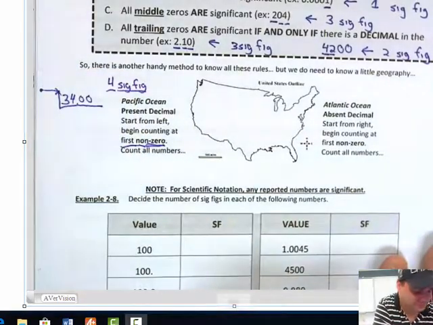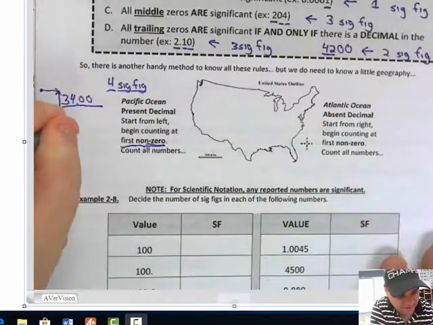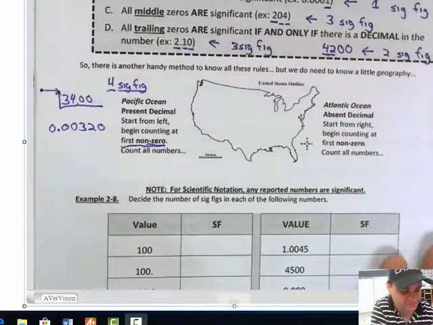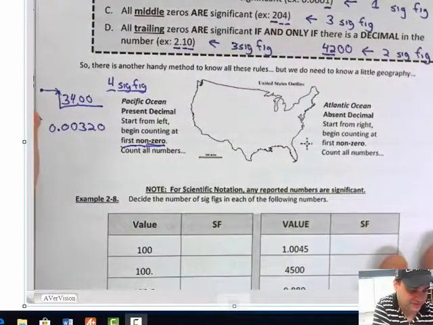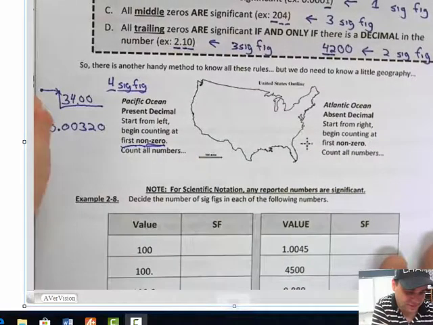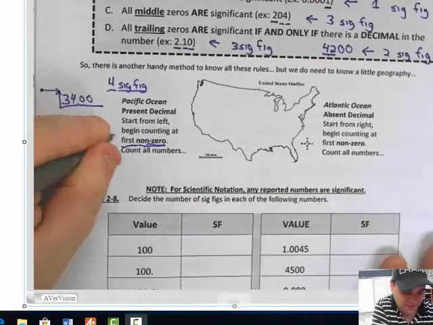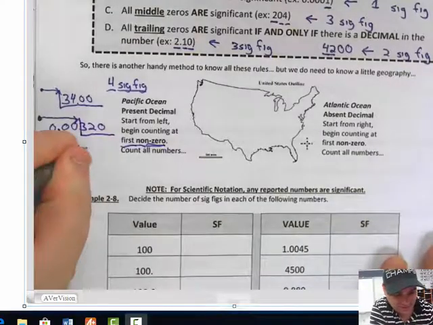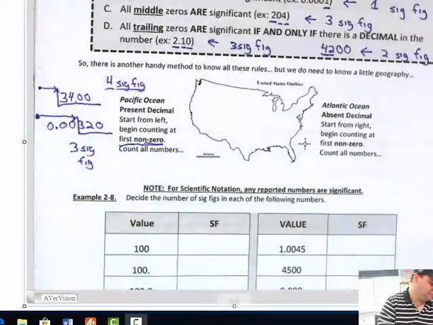If the number was 0.000320, you start over here on the west coast, you go to the first non-zero digit, which is the 3, and then you underline. That would have 3 significant figures.